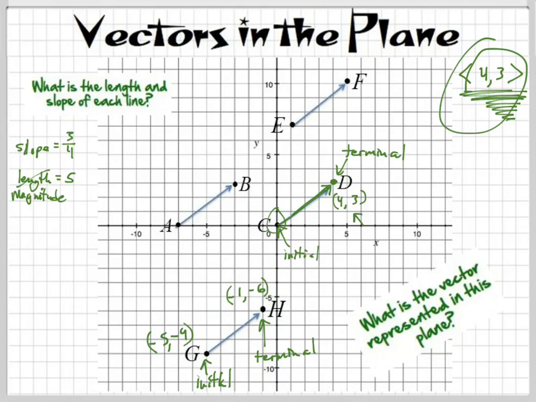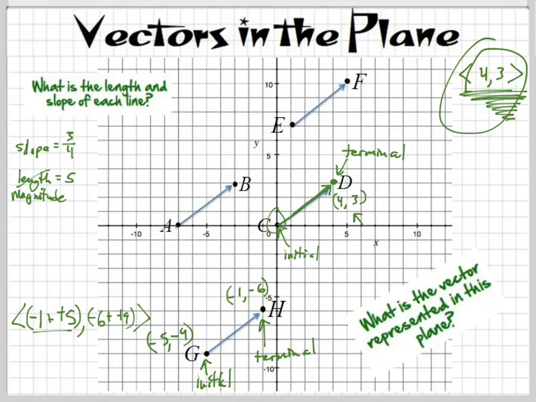Okay, so if I was to try to find the vector, I would say the x would be -1 minus -5. You always do the terminal side first and then the initial. So that's going to be my first number. My second number is going to be -6 subtract -9. That's my other number. Okay, so that's going to be adding right there.